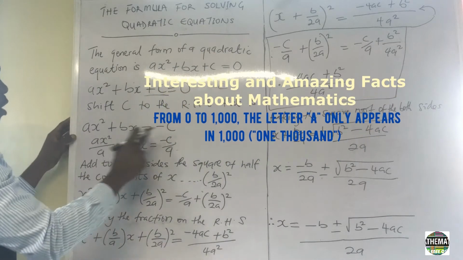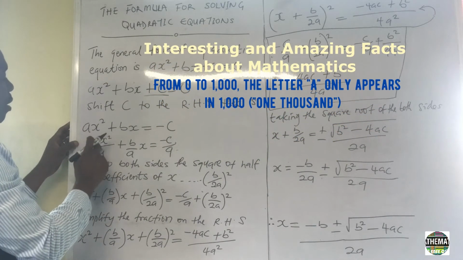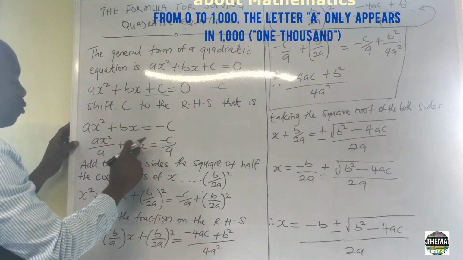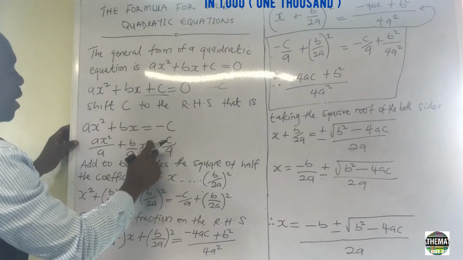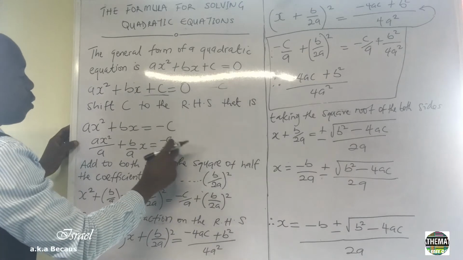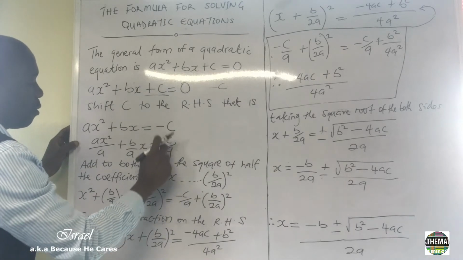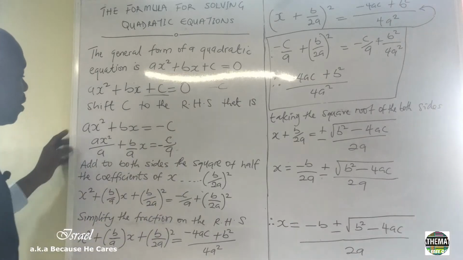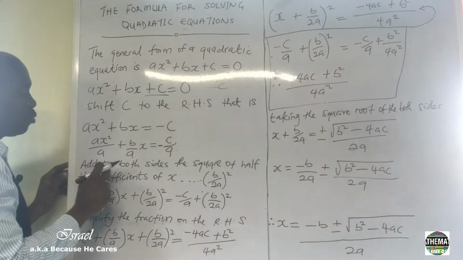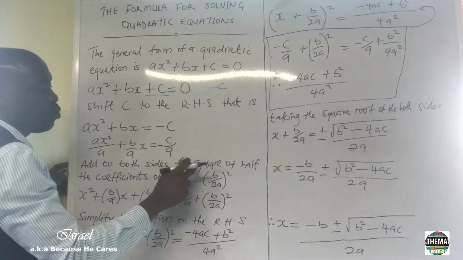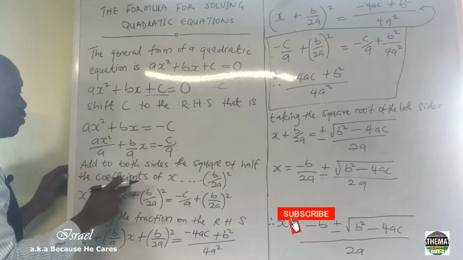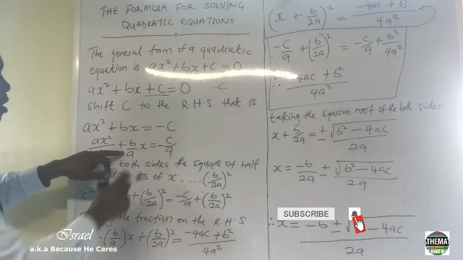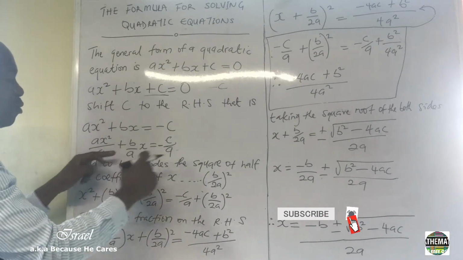So that means it will now become ax squared all over a plus bx all over a equals minus c all over a. Then from here, we now said add to both sides the square of half of the coefficient of x. That means the square of half of this coefficient of x here, we add to both sides.